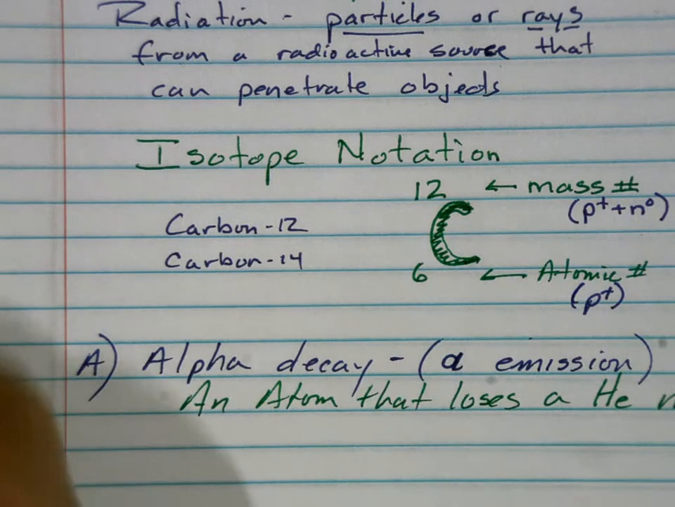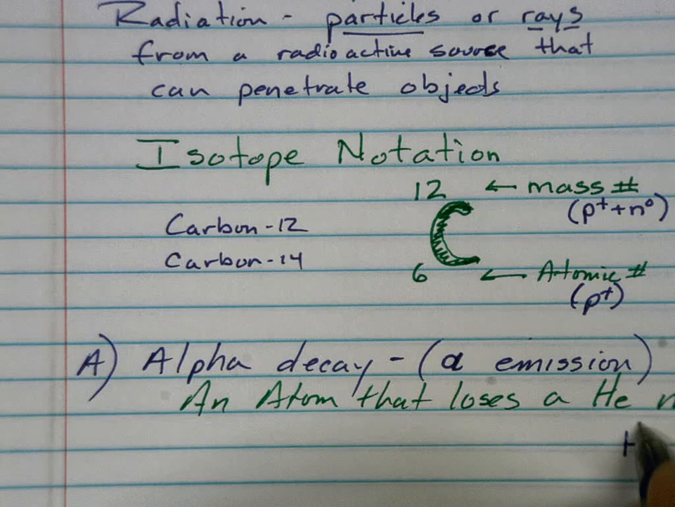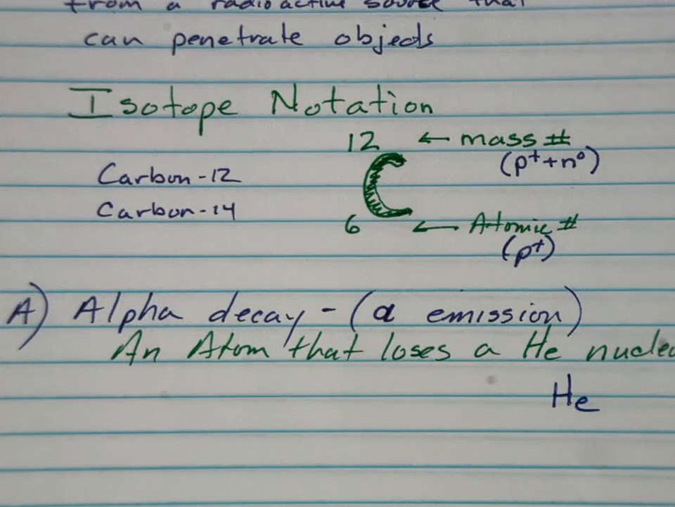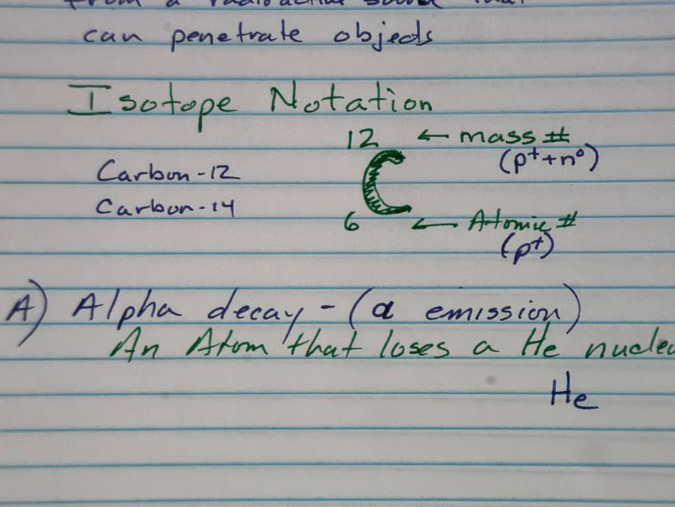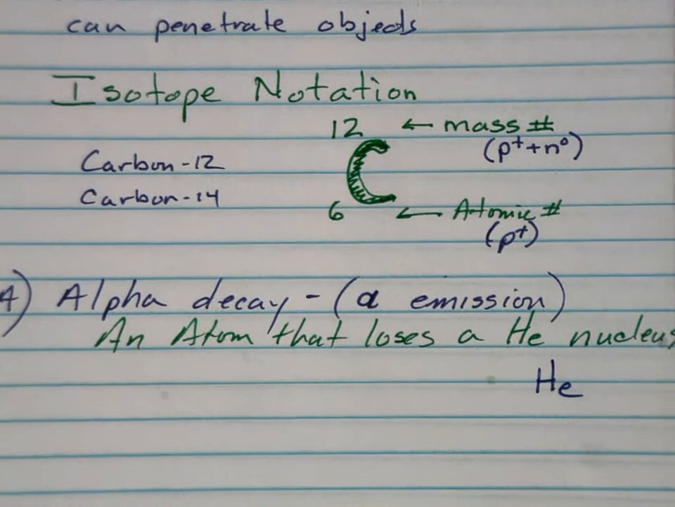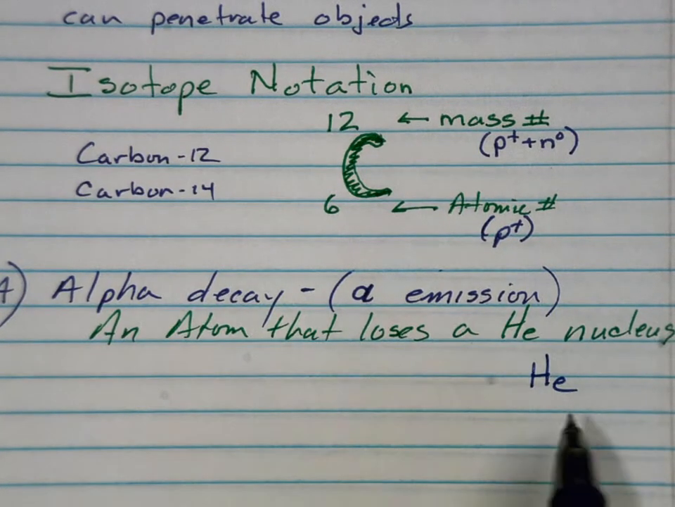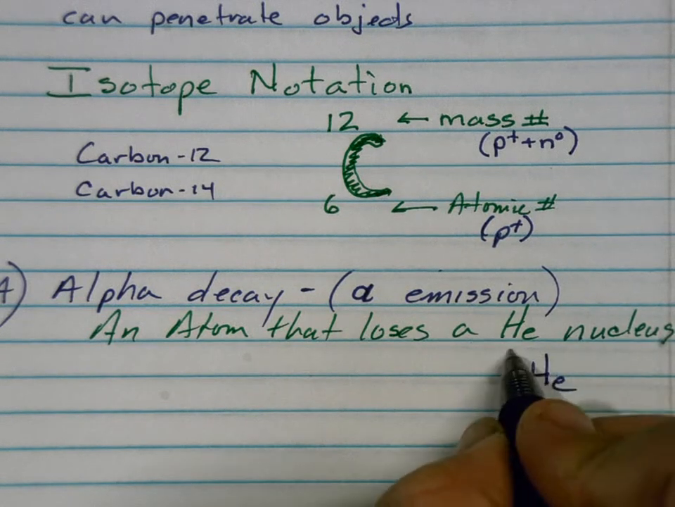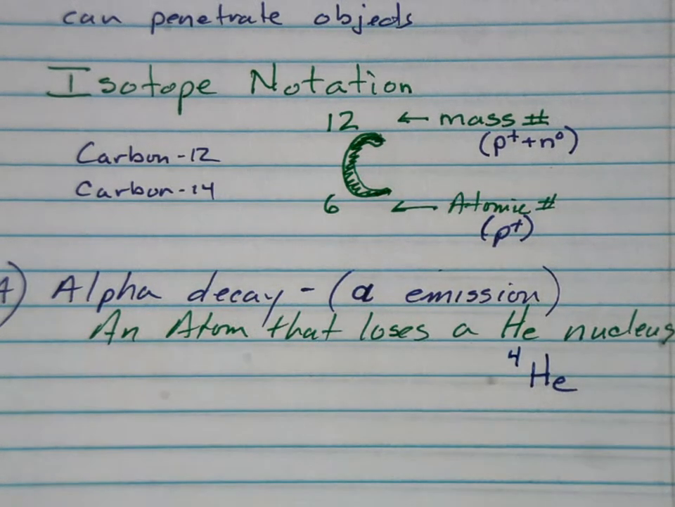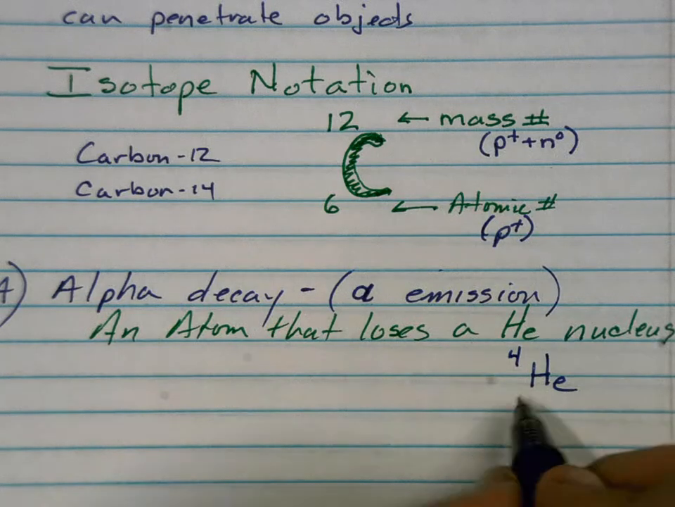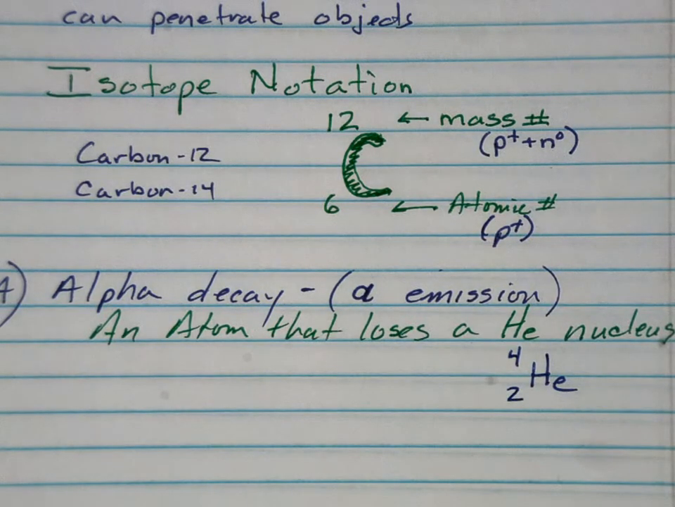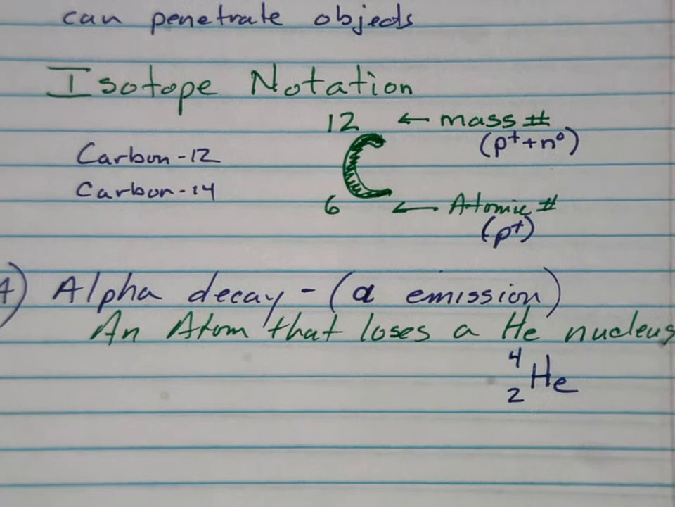So when we write that out, since it's helium, we put HE. Oh, sorry about that, everybody. I went off the page. I didn't mean to do that. It loses a helium nucleus. So we're going to write HE, and helium's most common isotope has a mass of 4. There's 2 protons and 2 neutrons. And then, since it has 2 protons, it's going to be written like that. So, let's do an example.